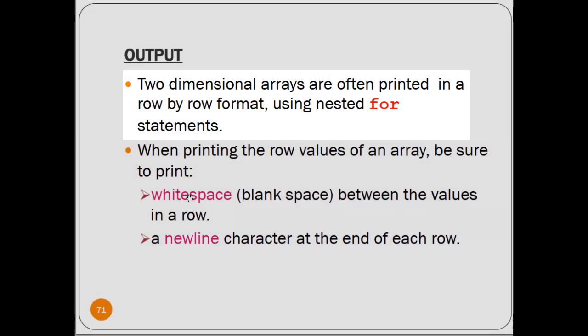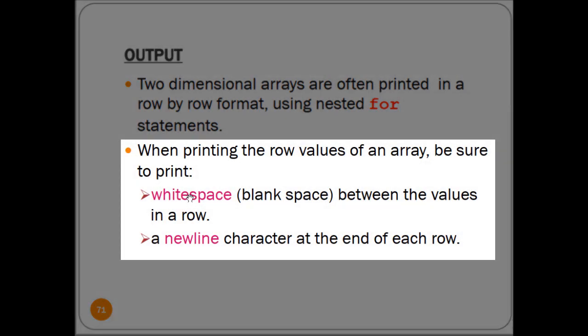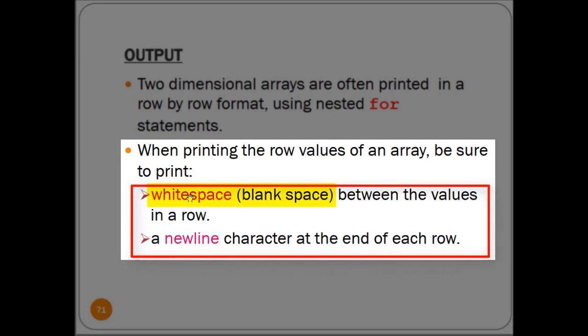But usually when we print out a two-dimensional array, we want it to look like a table with rows and columns. So make sure for every element in the same row, you have a white space in between the elements. But between rows, you want to add a new line character so that every row is on a separate line.